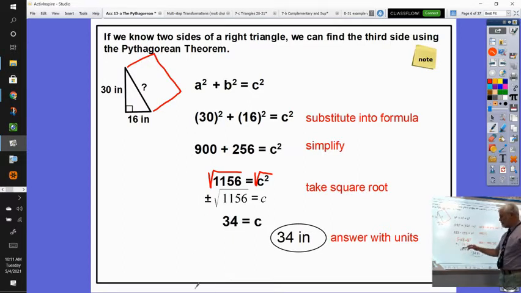The plus or minus here: either plus 34 or minus 34 would make this equation true, but in the Pythagorean theorem, in the real world, negative numbers don't mean anything, so we don't use the negative numbers. We don't really worry about that. And if you don't write this plus or minus, that's perfectly fine. So then your answer, of course, needs units. So the length of C here is 34 inches.